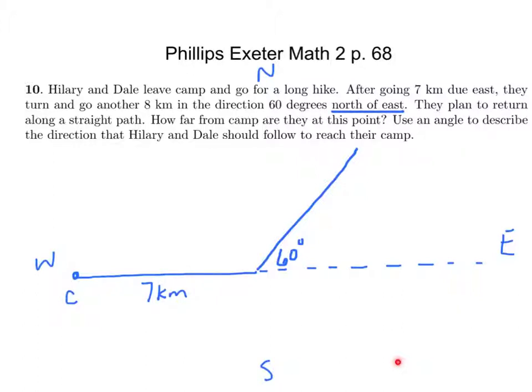Okay, so that way, now we have 8 kilometers there. Again, not to scale. Let's erase that and put it on the other side here. So we have 8 kilometers here. And the first is that they're going to return to camp along a straight path. So something like that. How far from camp are they?